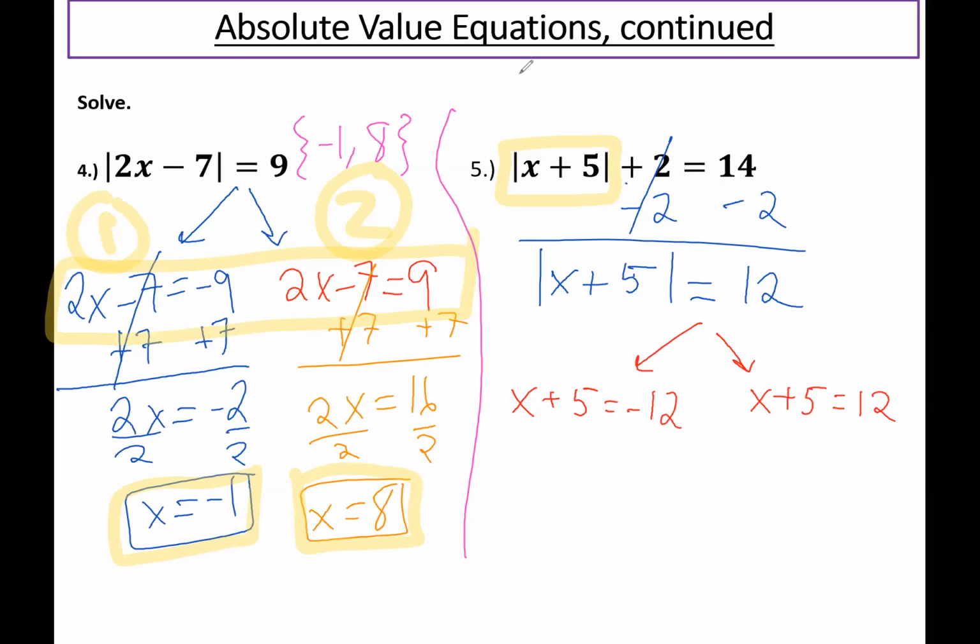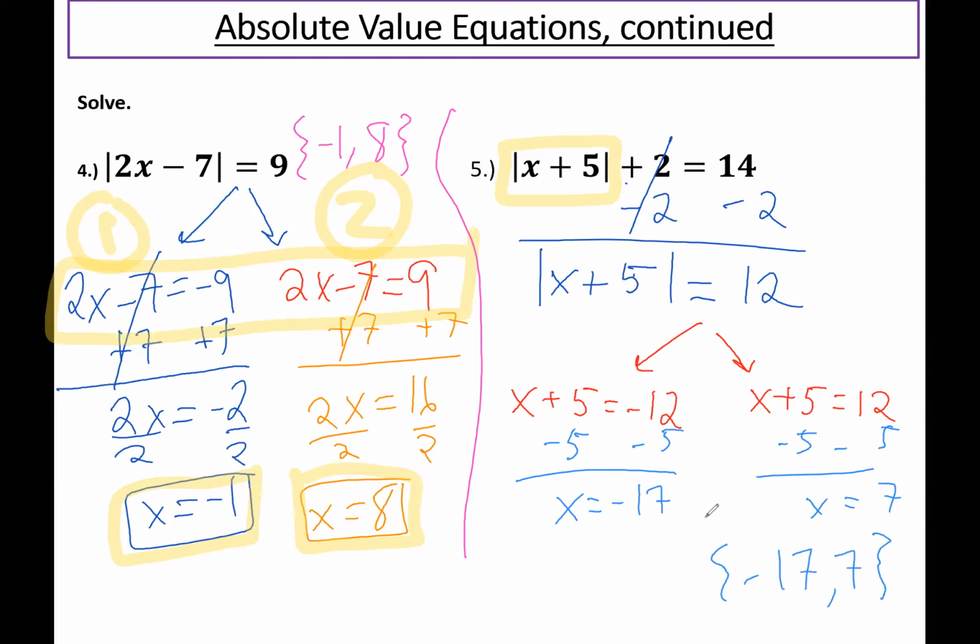So with both of those, you can solve by subtracting 5 on both sides. So x could be -17, or over here, 12 minus 5 is 7. So it looks like we're getting -17 and +7 for our possible answers. So again, we have 2 answers to this absolute value equation. Okay. Good, let's move on.